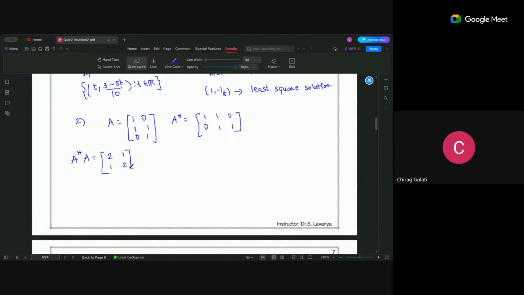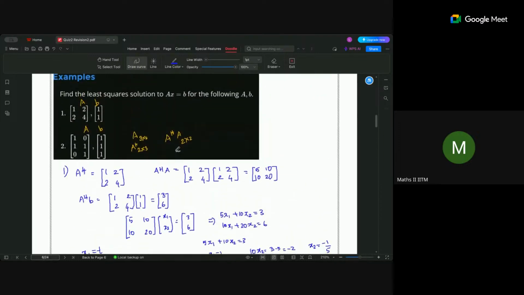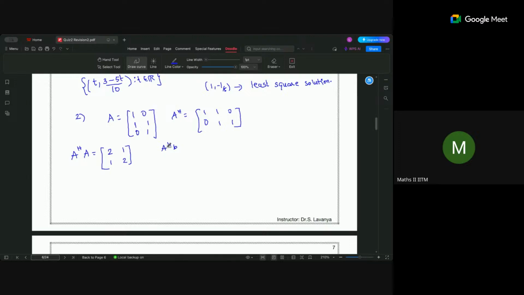Yeah. Okay. Fine. Now the next thing is that you have to compute AH times B. Here B is 111, I guess. 3 ones. Yeah. So compute AHB. So you have 110011 multiplied with 111, which is 2 comma 2, right? So now we have to solve 2 1 1 2 times x1 x2 equal to 2 2.